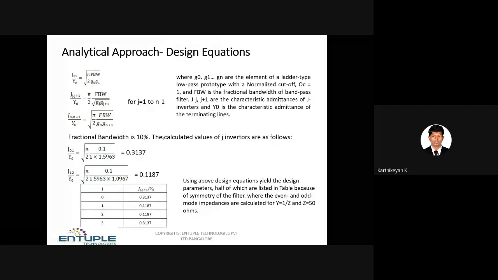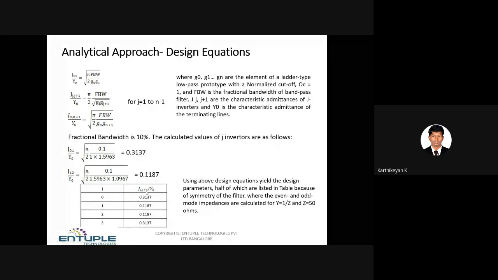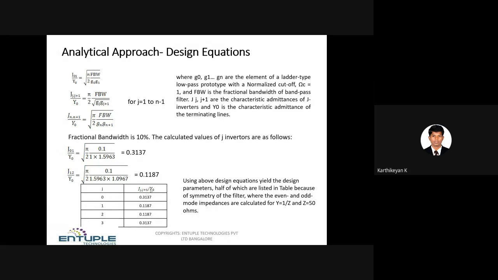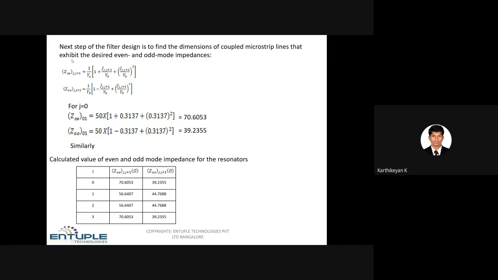These are all the calculated values when substituting n = 0, 1, 2, 3 using the theoretical formula. Once we find these values, we can find the characteristic admittance. This is the characteristic admittance values. From this, we are going to find the impedance values. For finding the impedance values, we are going to use this formula. There are 2 types: the even mode impedance and the odd mode impedance value.